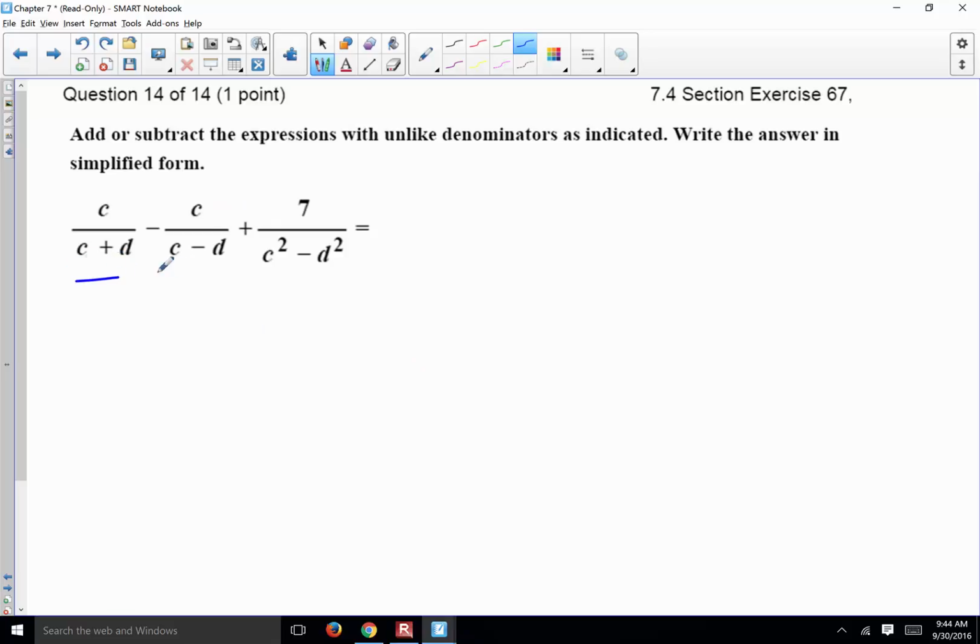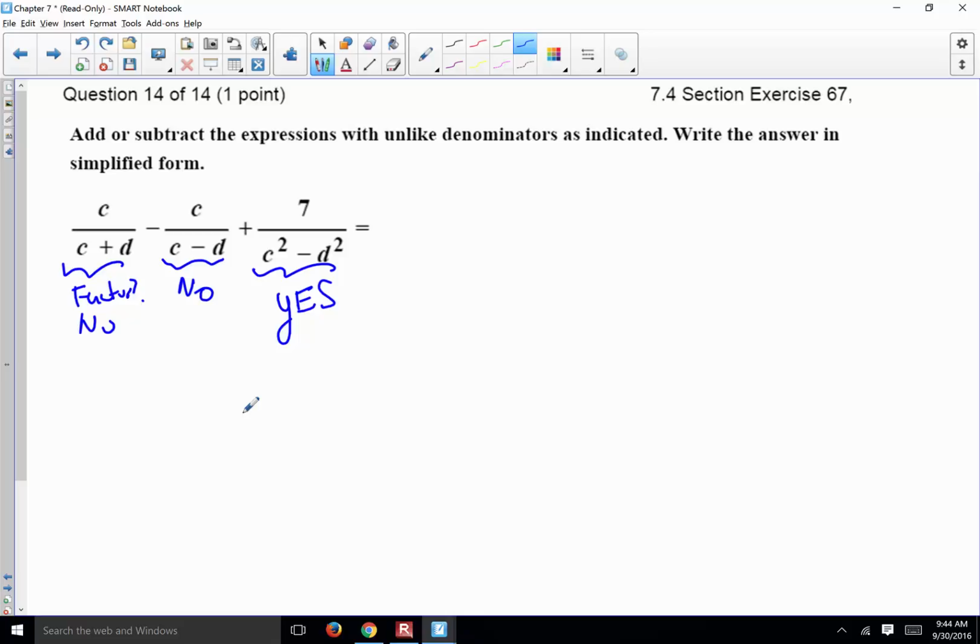Are they matching already? Nope, not even close. This is c plus d, c minus d, different. They are not the same. And this is c minus d squared, not even close. So first, you need to factor each. Can you factor this? No. How about this? Simple enough. No. How about that? Yes. Because if you don't factor this, you will never get this question right.